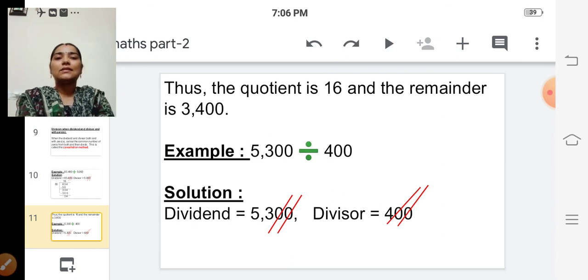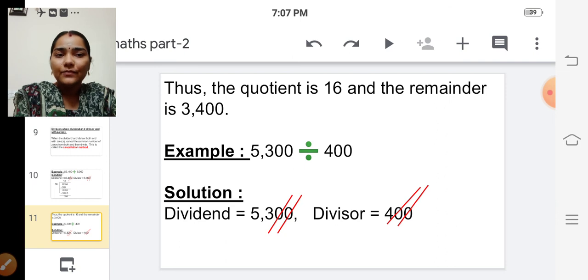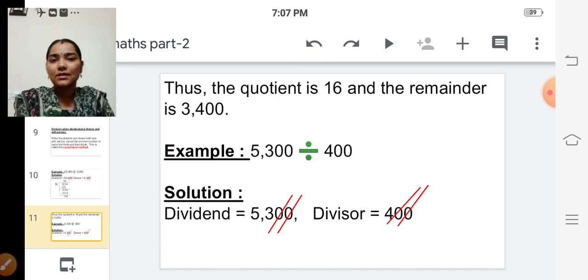Yes. See the next example. 5300 divided by 400. So dividend is 5300 and divisor is 400. So both dividend and divisor end with zeros. So we have to cancel the common number of zeros, isn't it?